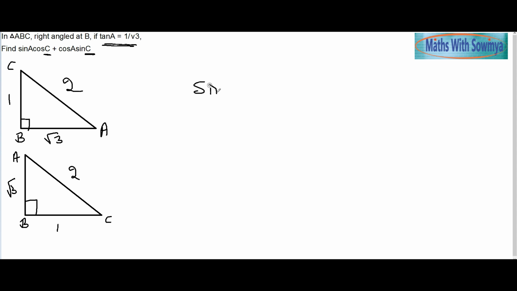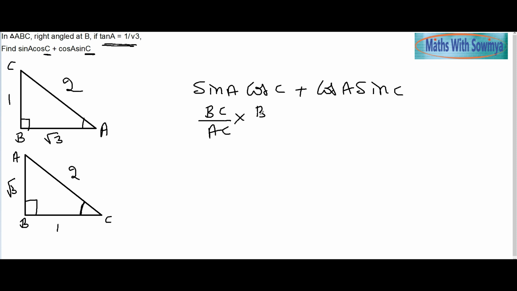Now what do we have to find? Sin A cos C plus cos A sin C. Sin A is perpendicular by hypotenuse, which is BC by AC. Cos C is base by hypotenuse, BC by AC. Plus cos A, again base by hypotenuse, AB by AC. Sin C is perpendicular by hypotenuse, so this is AB by AC.